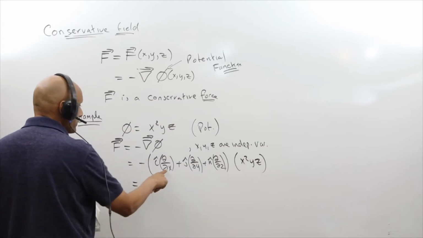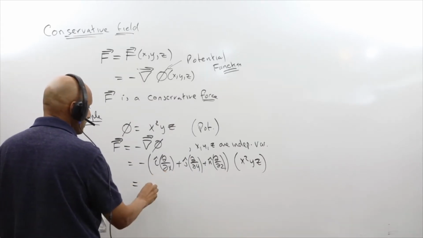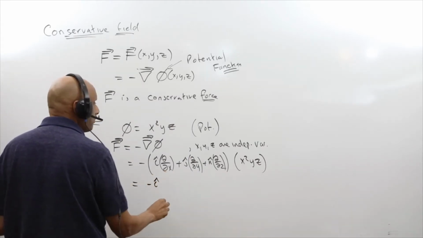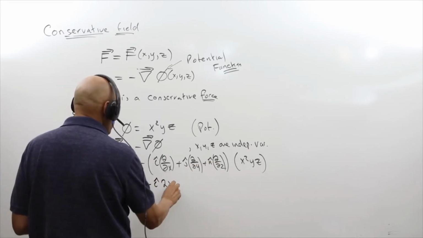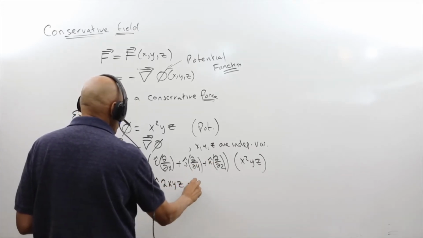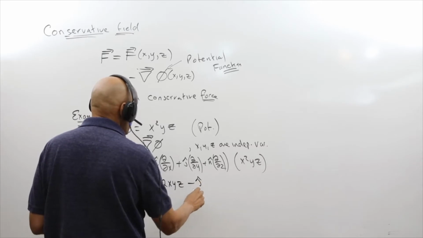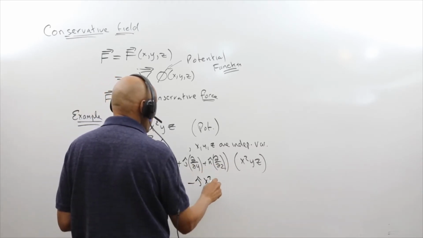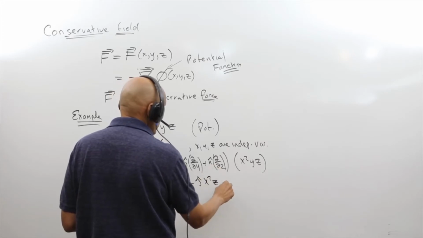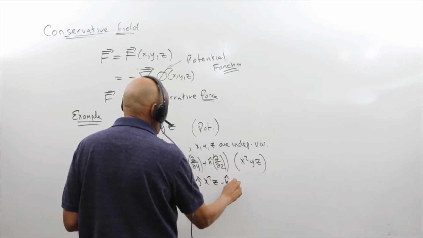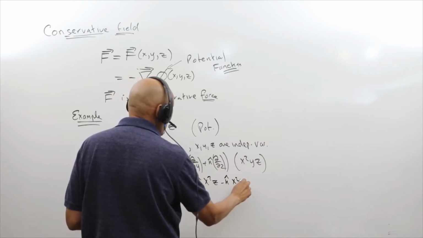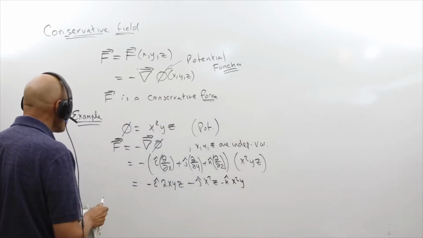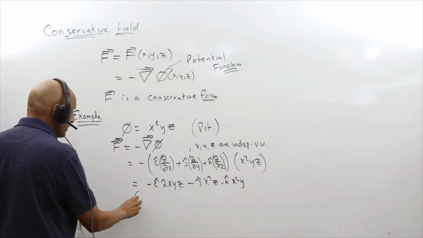So first, we take the partial with respect to x with a minus. So this is minus i. Partial of x is 2xyz, minus j. Partial of y is x squared z, and minus k. Partial of z is x squared y. So this force field is called a conservative field.